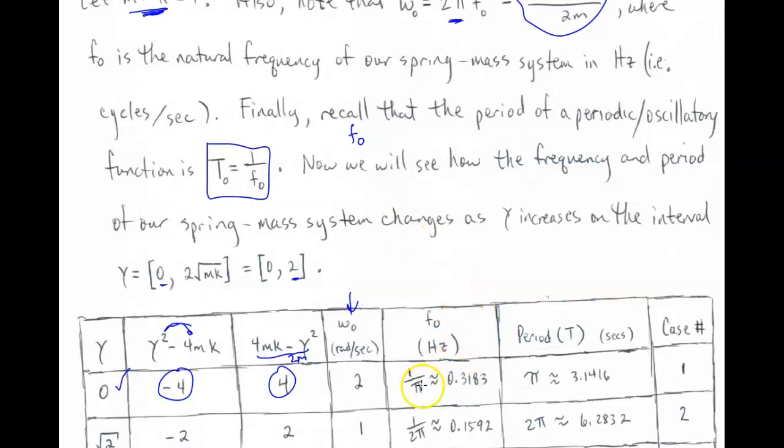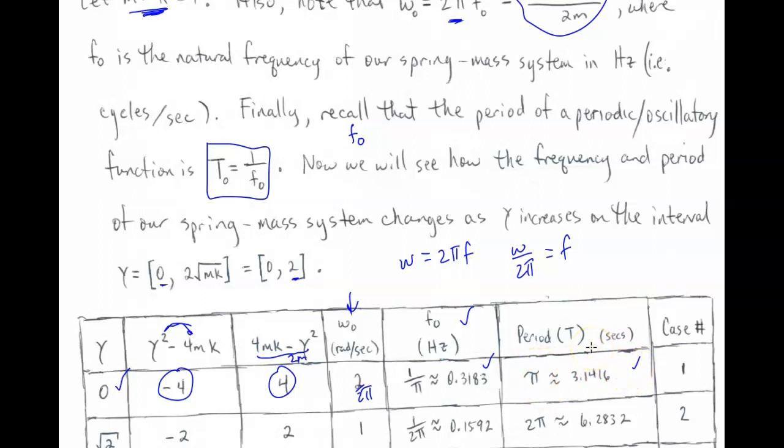And so notice that in hertz, since we have omega is equal to 2 pi f, we're just saying omega divided by 2 pi is equal to f, and that's what we have here. So if we take this divided by 2 pi, we would just get 1 over pi, and that would be the actual frequency in hertz. And if we take the reciprocal of this in hertz, we get what the period is.